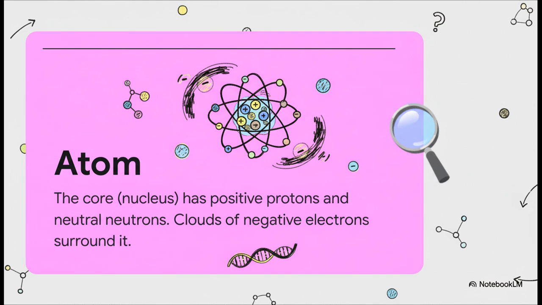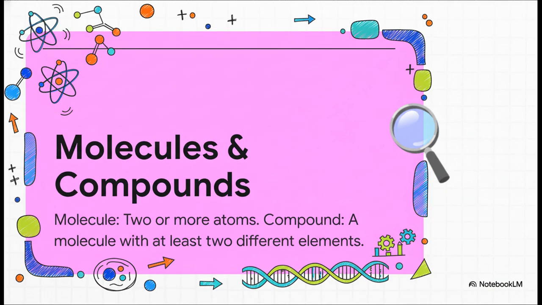At its very center, you've got the nucleus, which is packed with positive protons and neutral neutrons. And then, whizzing around that core, you have these clouds of negative electrons. This basic setup of positive and negative charges, well, that's the foundation for every single chemical reaction we're about to talk about.